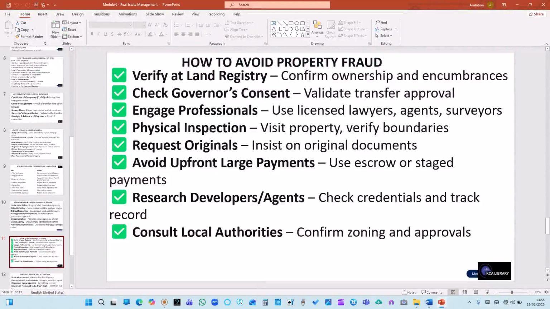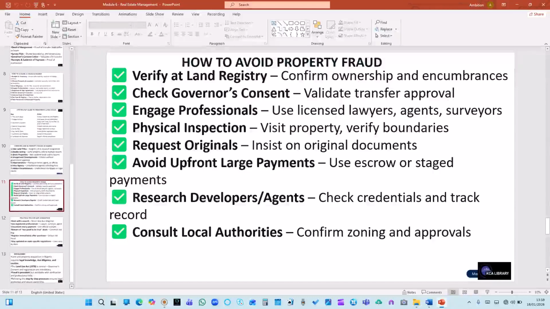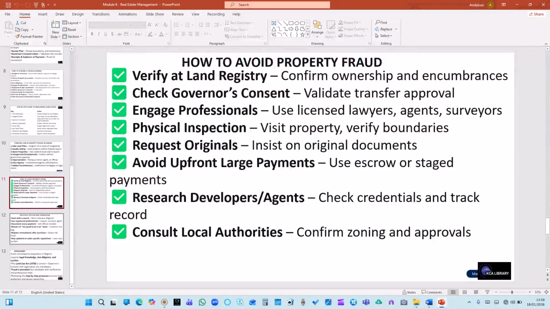Number six is avoid upfront large payment. Use escrow or staged payment. Don't pay a huge sum of money as upfront payment when you have not verified the true ownership of the land. Another step is research developers and agents. Check credentials and track record. Then number eight, the last, consult local authorities. Confirm zoning and approval. Ensure that the land use aligns with local laws. So these are some of the ways to avoid these landed property frauds.